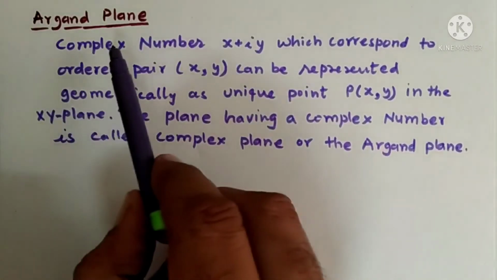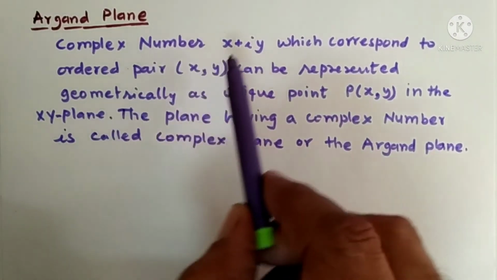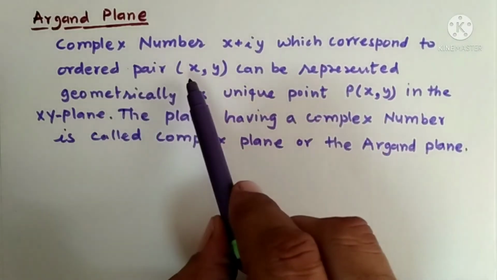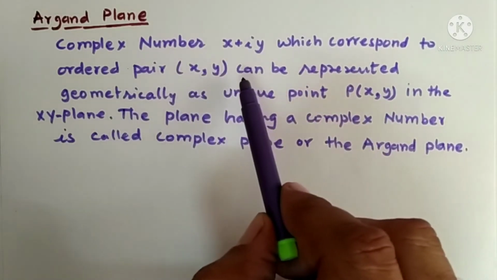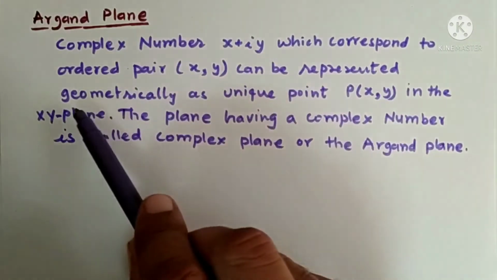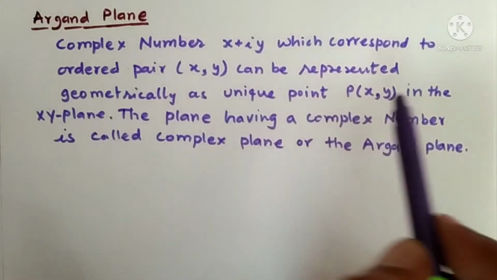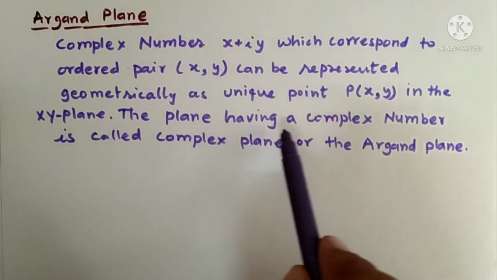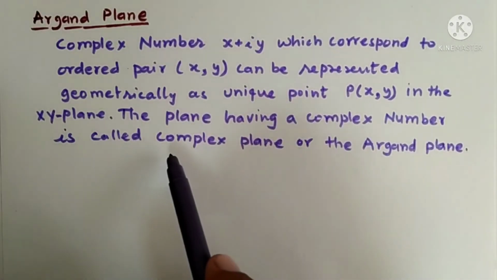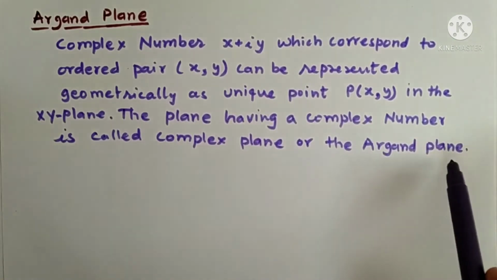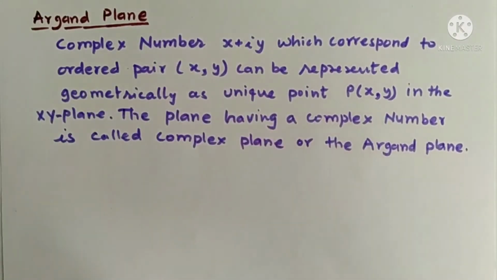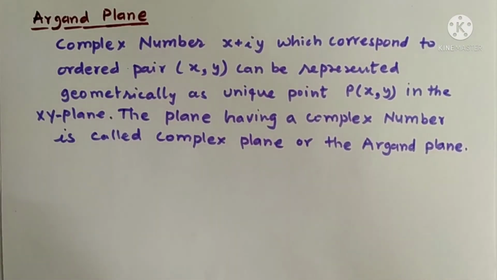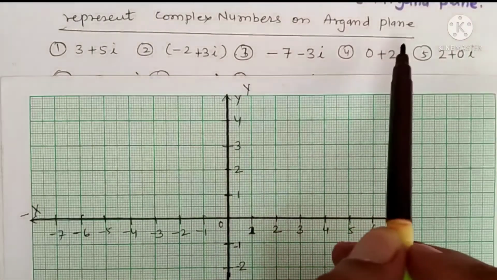Argand plane: a complex number x + iy, which corresponds to the ordered pair (x, y), can be represented geometrically as a unique point P(x, y) in the xy plane. The plane having a complex number is called the complex plane or Argand plane. So Argand plane means we represent the complex number on a graph.